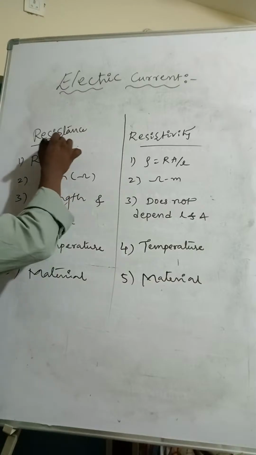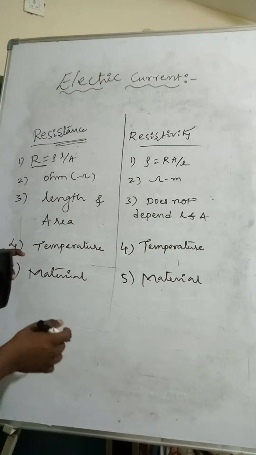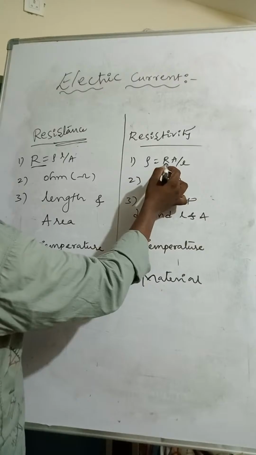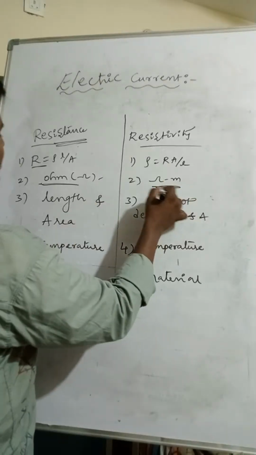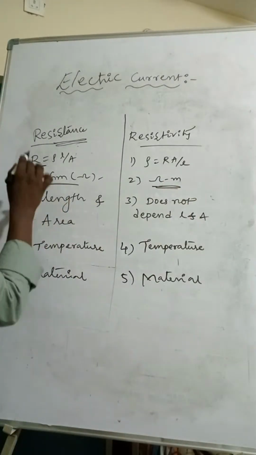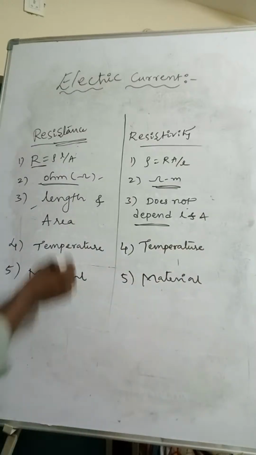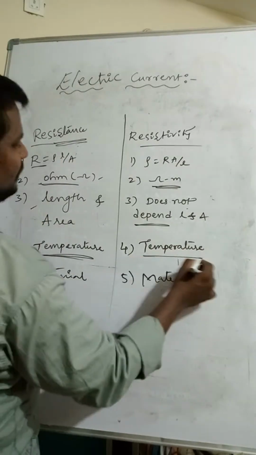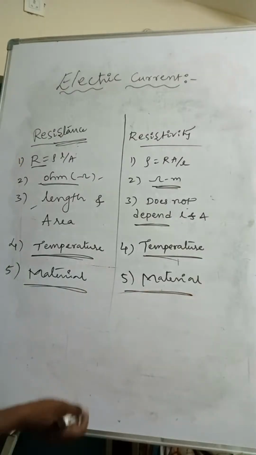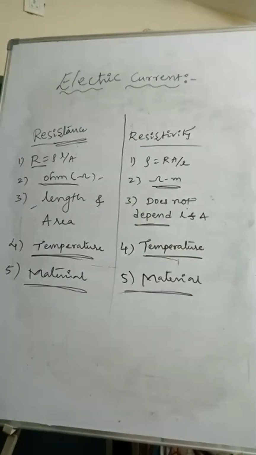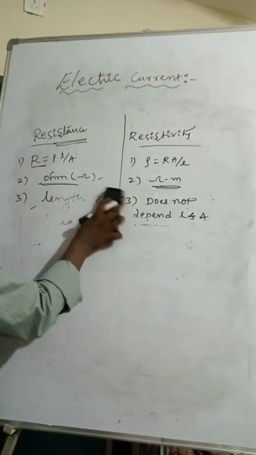Once again, resistance is nothing but the phenomenon of opposing the electric current. Resistivity is the resistance of the conductor per unit length and unit cross-sectional area. The SI unit of resistivity is ohm meter. Resistance depends on length and area; resistivity does not depend on length and area or physical dimensions. Resistance depends on temperature; resistivity depends on temperature. Resistance depends on the material of the conductor; resistivity also depends on the material. So these are the points. I hope it is very clear to you. So next one.